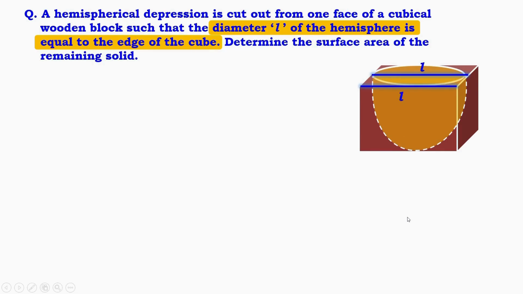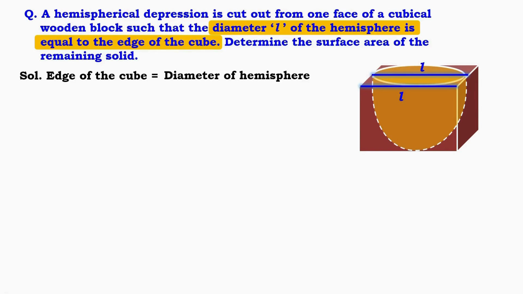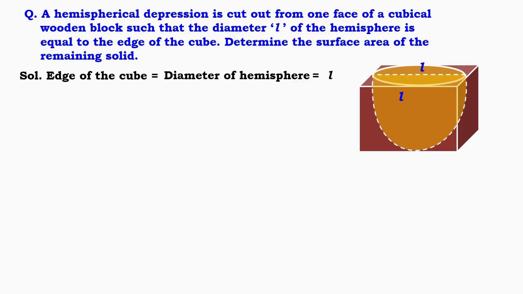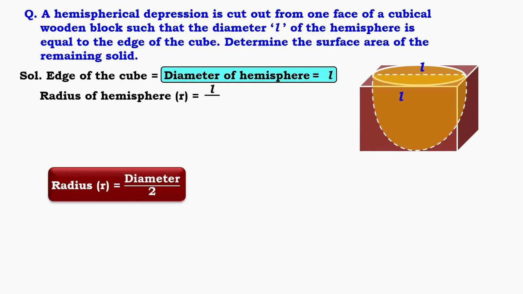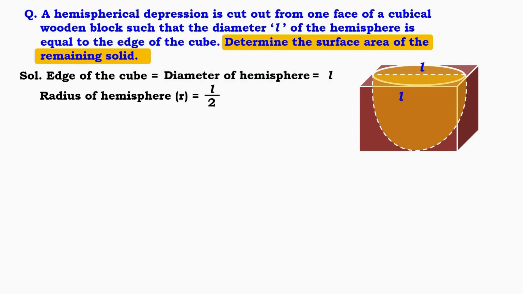Okay. So now first, what is the edge of the cube? So the edge of the cube is the diameter of the hemisphere. Let us consider it as L. Okay. Now radius is basically the diameter by 2, that we all know. So that is equal to L by 2. Okay. Now whenever we need to find the surface area of the remaining solid, it means the surface area of the cube minus the surface area of the hemisphere.